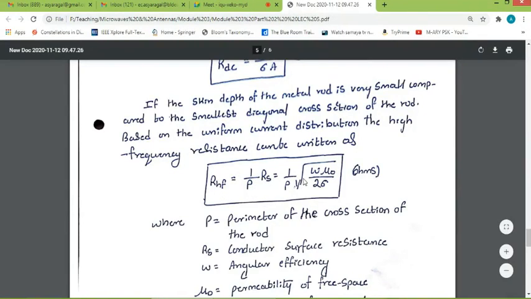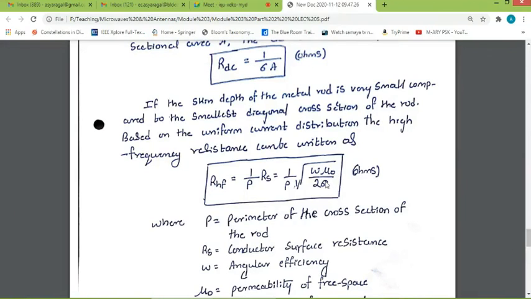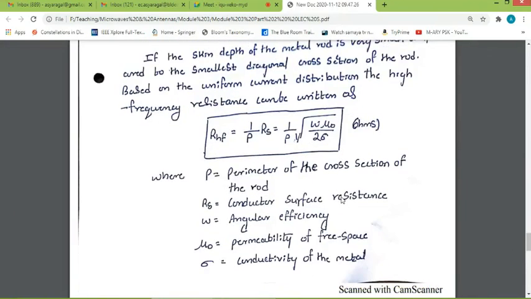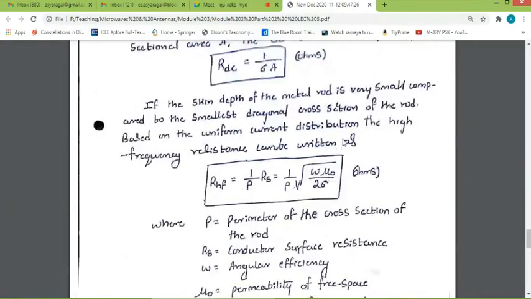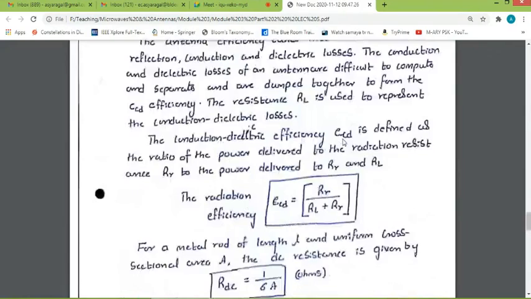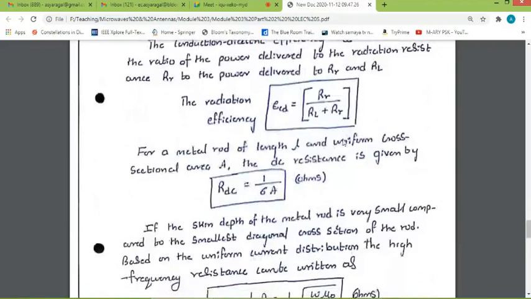You know the RS, the conductor surface resistance, is given by root of omega into mu naught divided by 2 sigma, where sigma is the conductivity. So this will be in terms of ohms. Now this is regarding the antenna radiation efficiency.